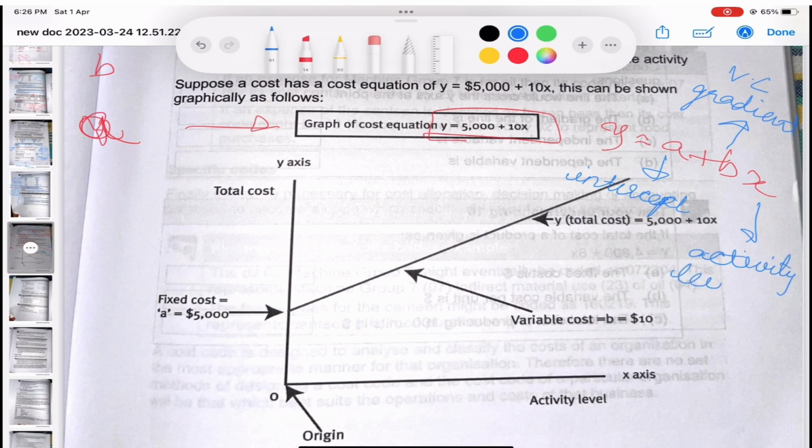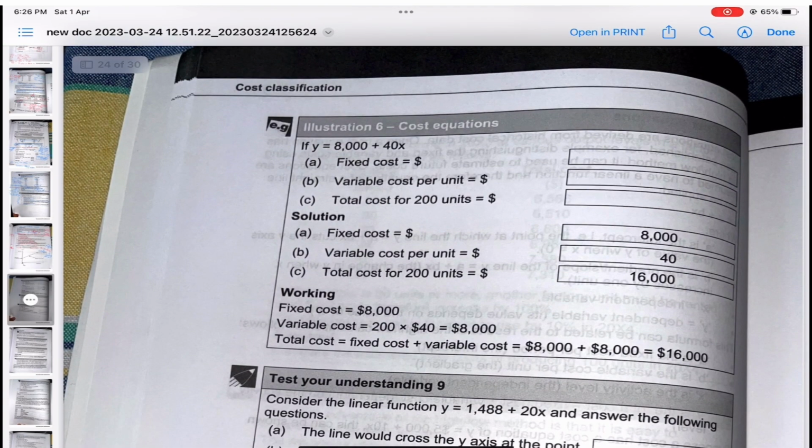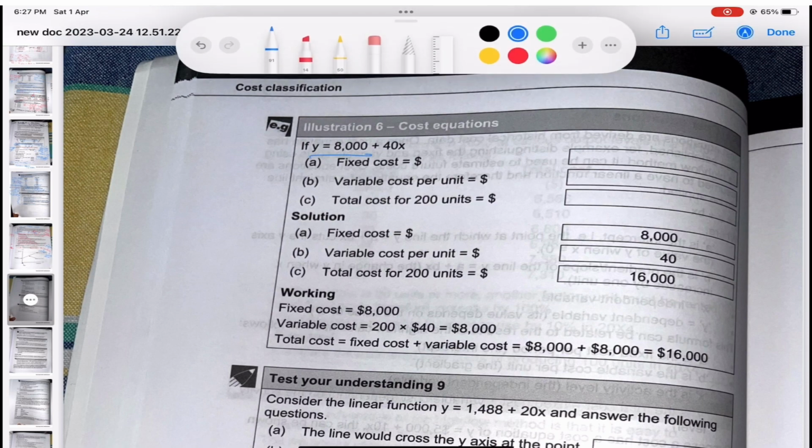The questions are so simple. Just check it with me. I'll be starting with the questions. We are given the equation: a is 8,000, b is 40. What is the fixed cost? 8,000, obviously. Y is equal to a plus bx. Substitute the values now. A is the fixed cost, 8,000 as given. And then we have the variable cost per unit, 40, given in the question. Total cost for 200 units: just substitute the value of x as 200 now. That's it. Now you'll get the total cost. It's that simple, guys.